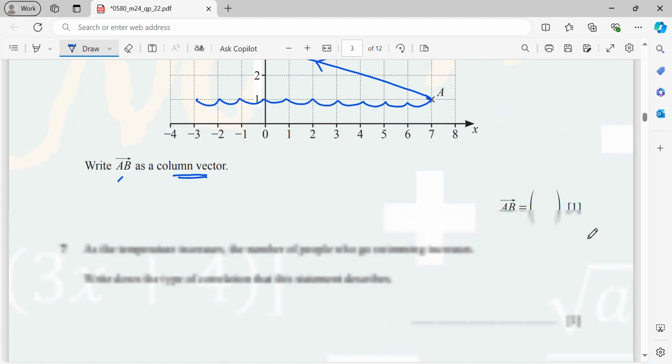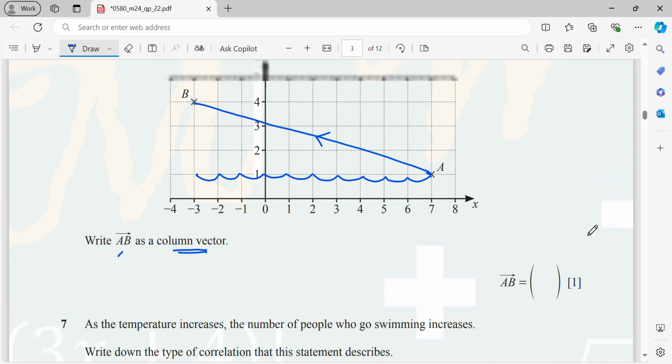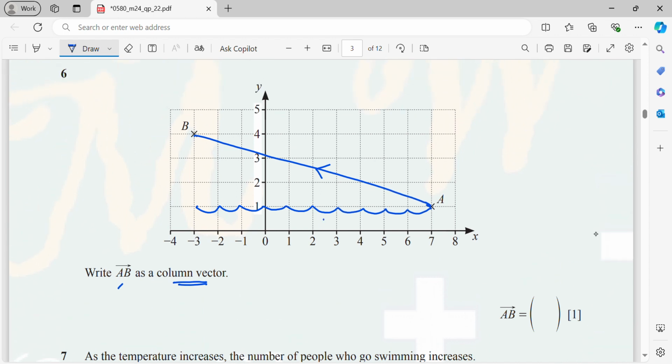Okay, so that means A has to move 10 units to the left side. That means it will be negative 10. Okay, after that, 1, 2, 3, 3 units up. Therefore here, 3. So when it moves to the left side, that will be negative. Move to the right side, positive. Moves up, positive. Moves down, negative. Okay, so done for the column vector.